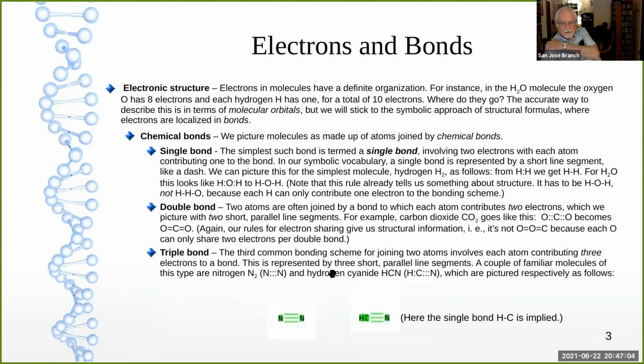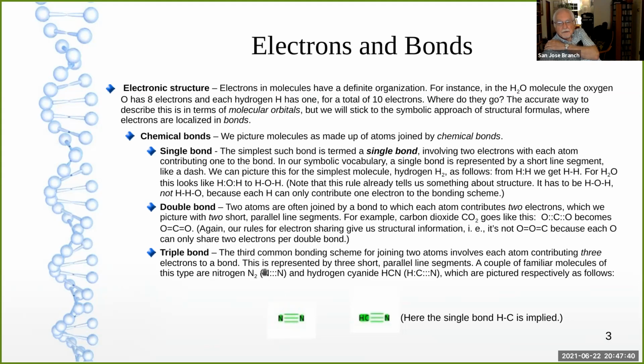So, again, you're using a line or a dash to represent a pair of electrons. A triple bond is going to be a sharing scheme for 6 electrons. A couple of very simple and familiar molecules that have triple bonds are nitrogen, N2. 80% of our atmosphere is this stuff, N2, and it's two nitrogens which are joined by a triple bond.